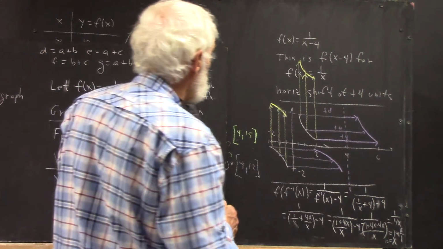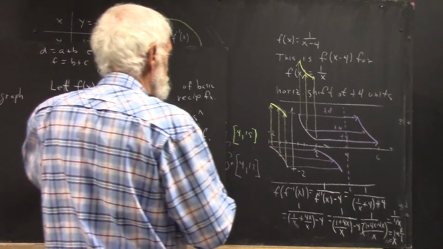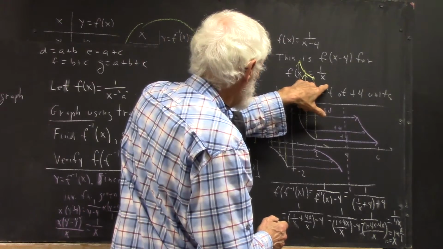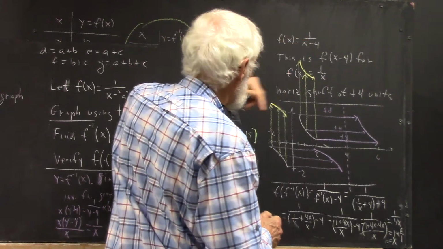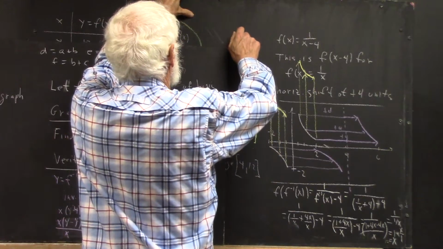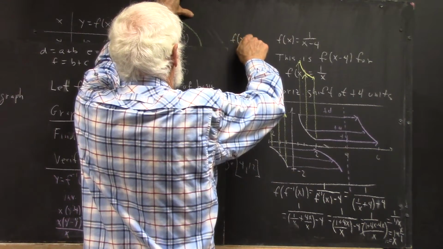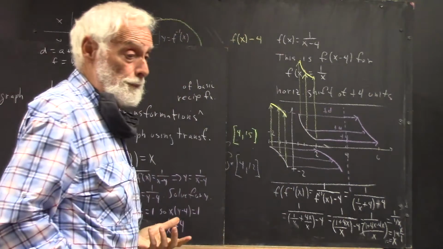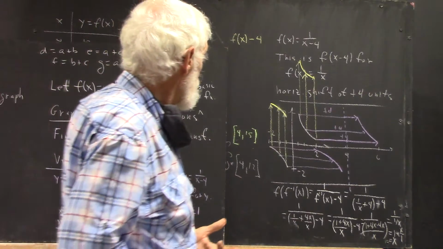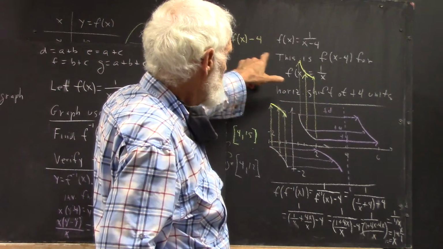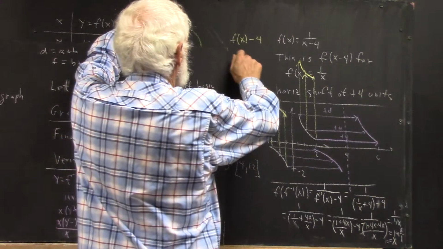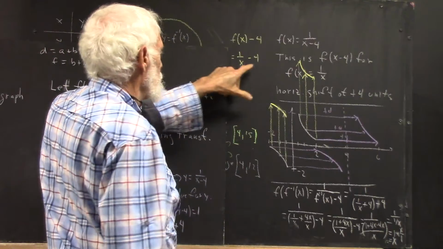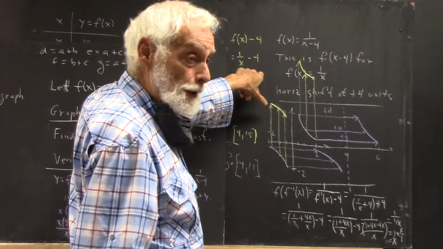didn't distinguish between f of x minus 4 for the reciprocal function, which is, of course, 1 over x minus 4, and f of x minus 4, okay, which would be the reciprocal function but the y value for given x would be 4 less.